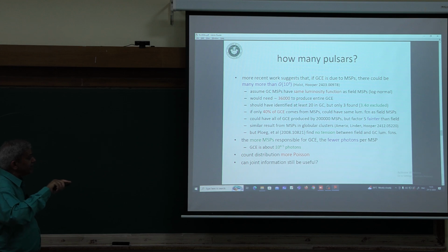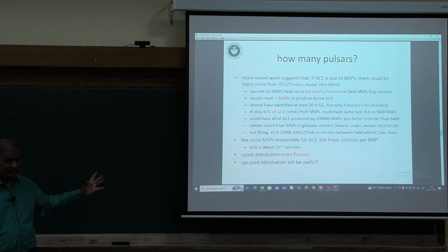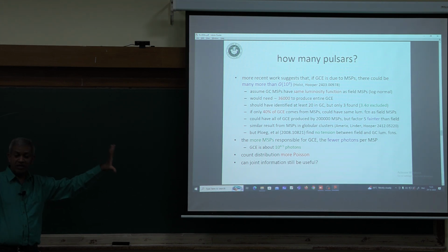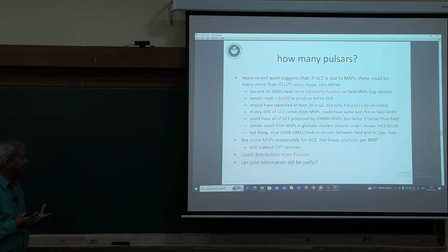So I'm going to focus in particular on some work from Holst, Tupper and company earlier this year. What they assumed is that galactic center millisecond pulsars have the same luminosity function as millisecond pulsars in the field, which basically means in the galactic plane. And they use a log-normal parameterization for that. They say that if that log-normal parameterization has to be consistent with what we see in the galactic plane, then you'd need at least 36,000 millisecond pulsars to produce the entire galactic center excess.